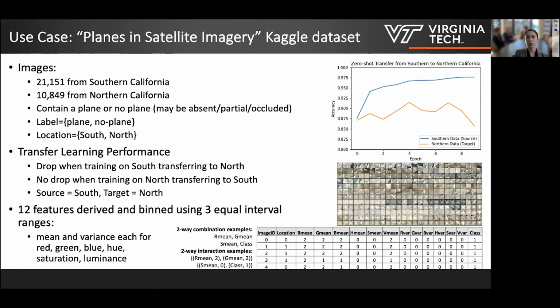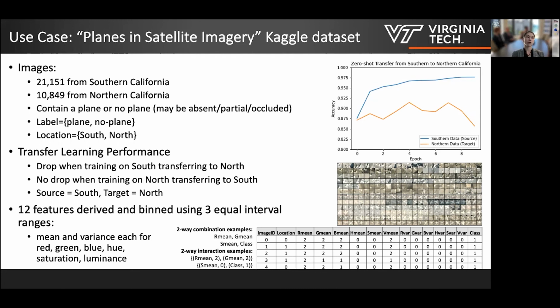So I'm going to walk through a quick use case of the planes and satellite imagery Kaggle data set. This data set has 21,000 images from Southern California and about 11,000 images from Northern California. The images either contain a plane or they do not contain a plane. And so the label on the image is plane or no plane. And the metadata that came with the data set is the location where the image was taken, south or north.